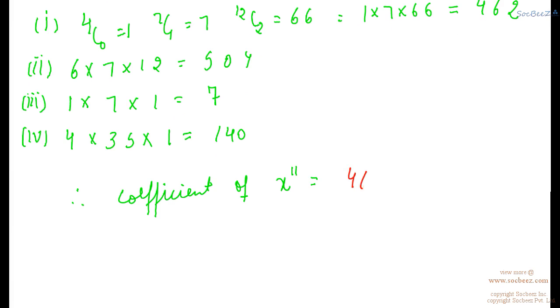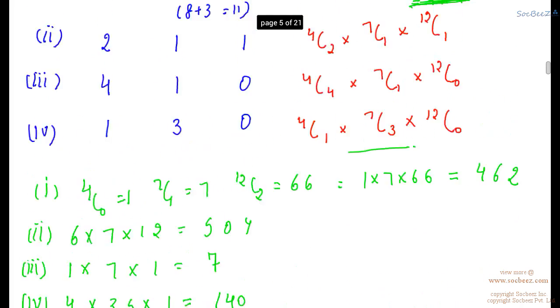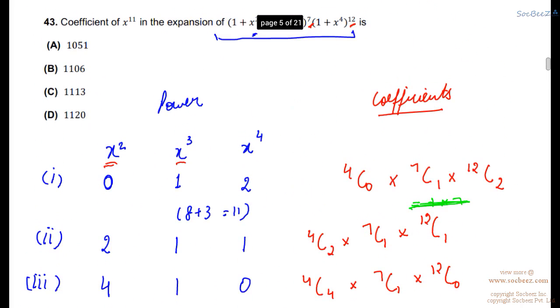So this becomes 462 plus 504 plus 7 plus 140. So the correct answer becomes 1113. So the correct option here is option C.